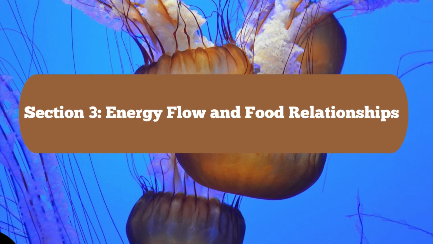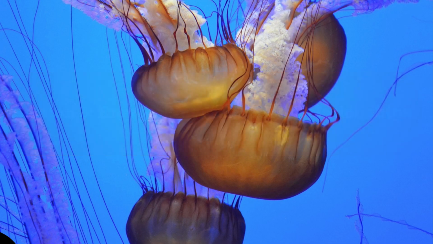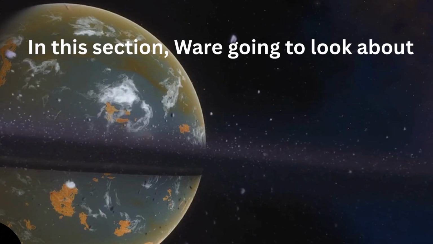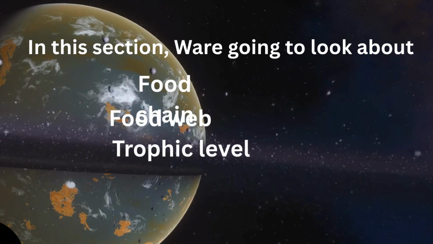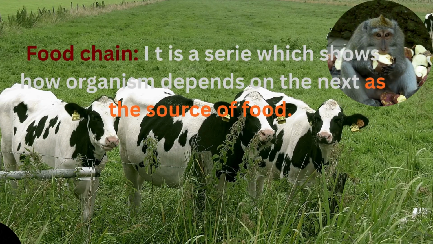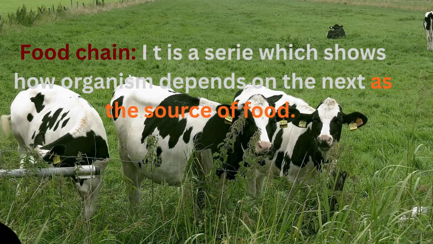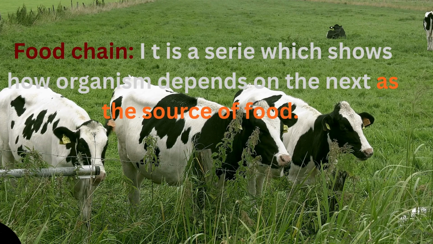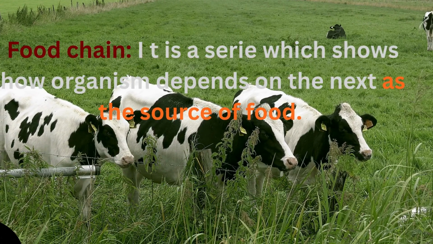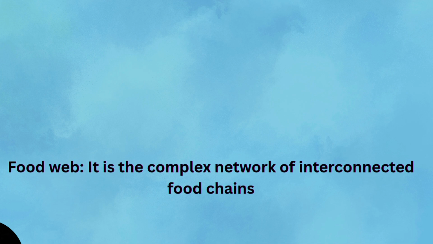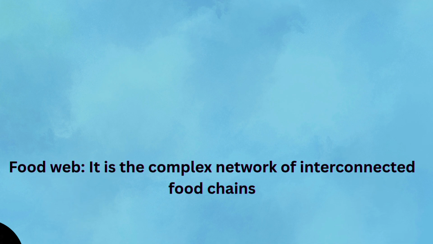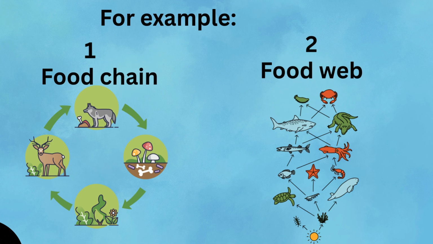Section number 3, energy flow and food relationships. In this section, we are going to look at food chain, food web, trophic level, and energy pyramid. Let us start with food chain. Food chain is a series which shows how organisms depend on the next as the source of food. And food web is the complex network of interconnected food chains. For example, diagram number 1 shows a food chain and diagram number 2 shows a food web.